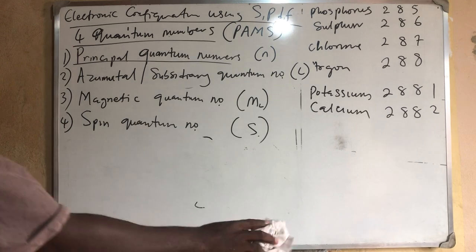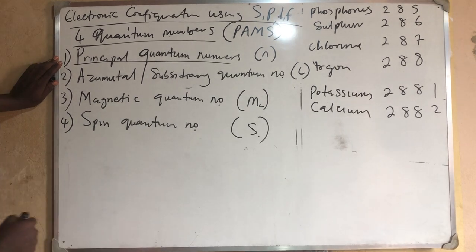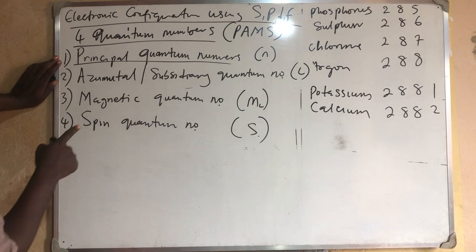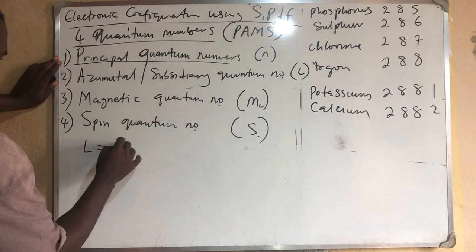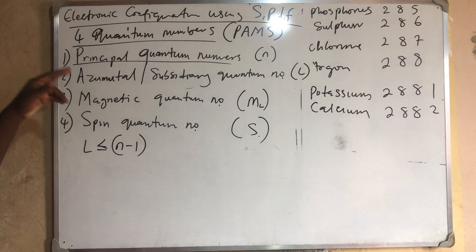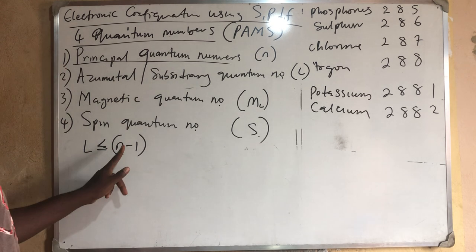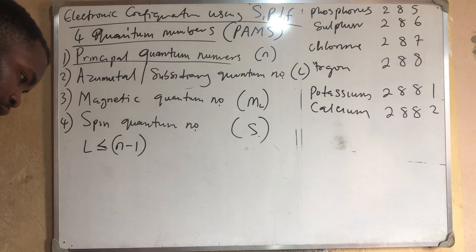The second one is called the azimuthal quantum number. The azimuthal quantum number gives the sub-energy level in each main energy level. To get the azimuthal quantum number, which is l, we can also call it the subsidiary quantum number, the formula is n minus 1. And don't forget that it must be less than or equal to this. The azimuthal quantum number cannot be greater than the principal quantum number. It's gotten by the principal quantum number minus 1.